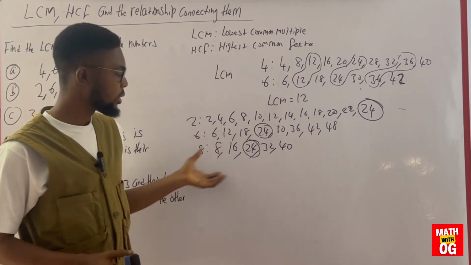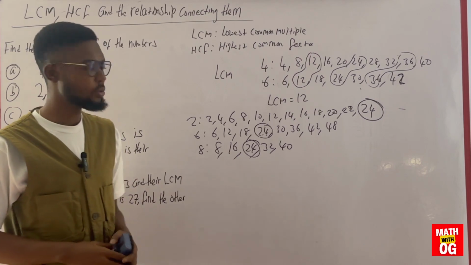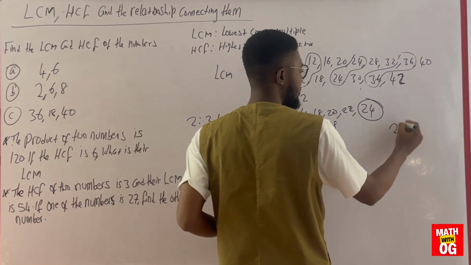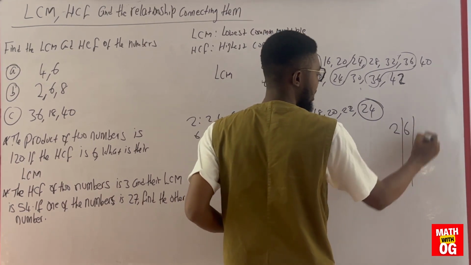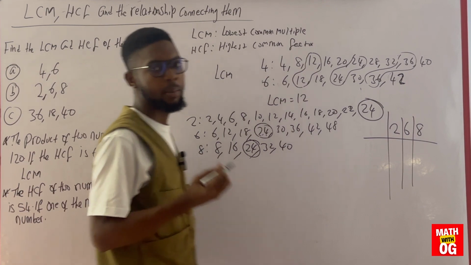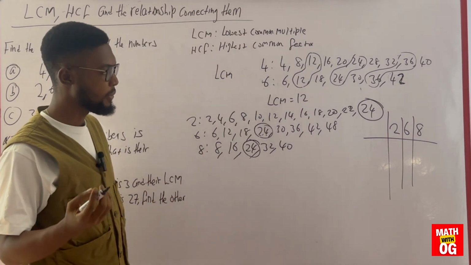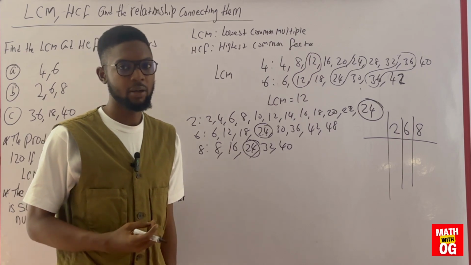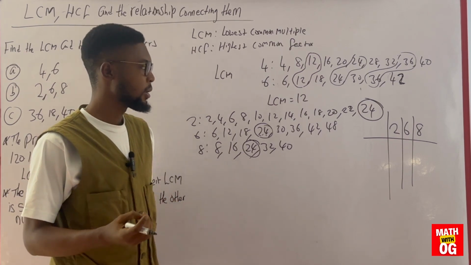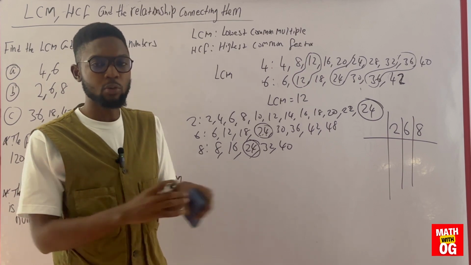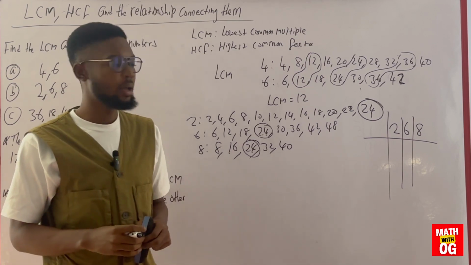Now we've gotten this. Let's use the tabular method to find the LCM of 2, 6, and 8. So tabular method, you have 2, you have 6, and you have 8. Remember, divide by prime factors. There are cases where you don't necessarily have to divide by prime factors, but it will be quite confusing. As you solve more questions, you will get used to it and you will understand how to solve without dividing by prime factors.